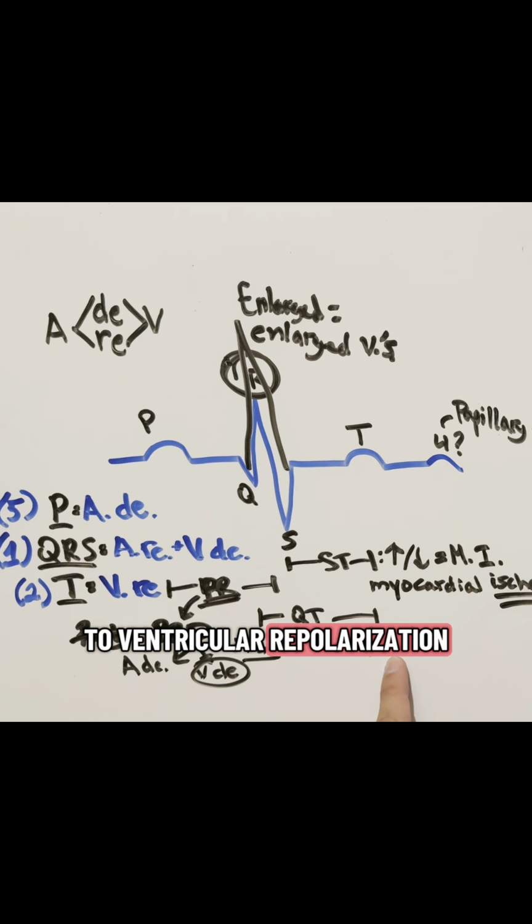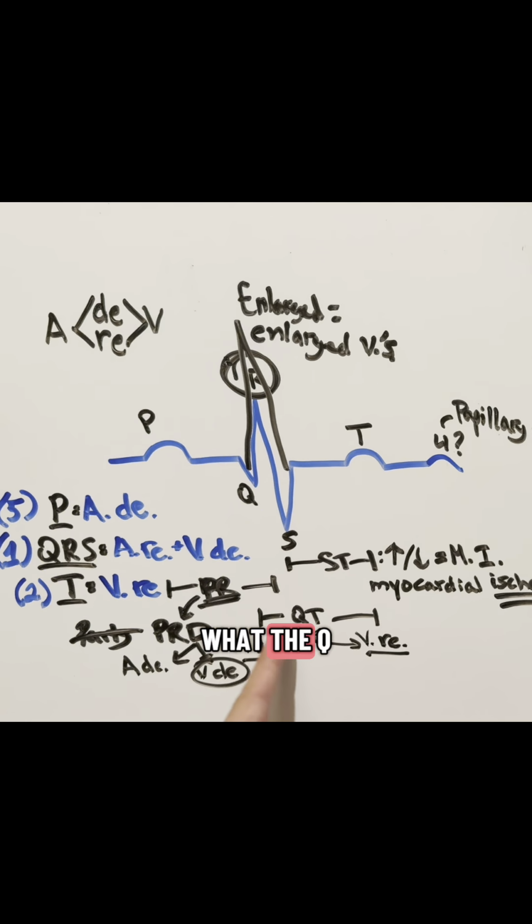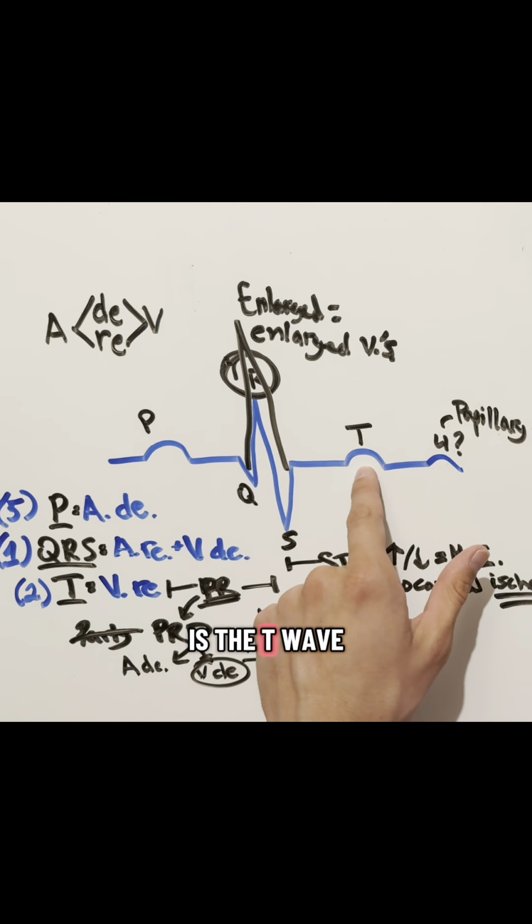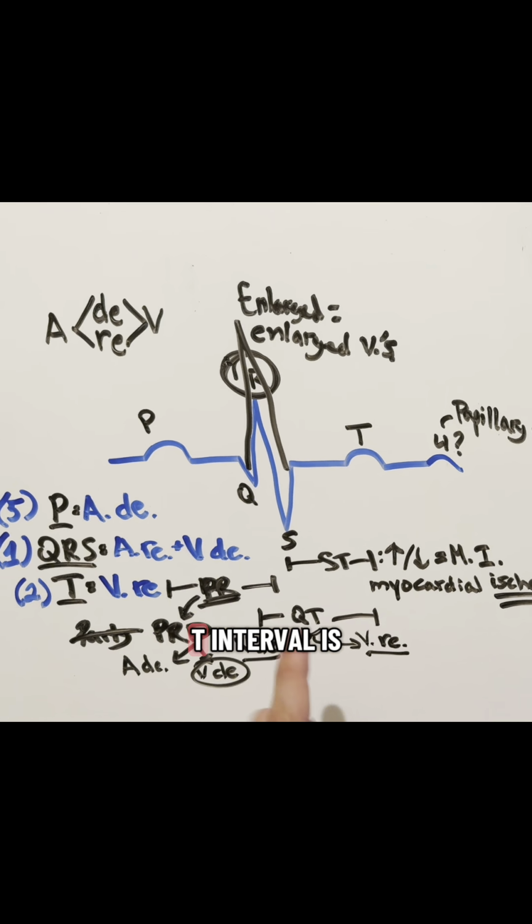And that's easy to remember because the T wave is only ventricular repolarization, and the way that we remember what the Q stands for is because the ventricles are cute. Ventricular depolarization is associated with Q of the QRS complex, and ventricular repolarization is the T wave. So the QT interval is all about the ventricles, and the PR interval is the party of the depolarizations. PRD. The PR interval is associated with the depolarizations of both the atria and the ventricles.